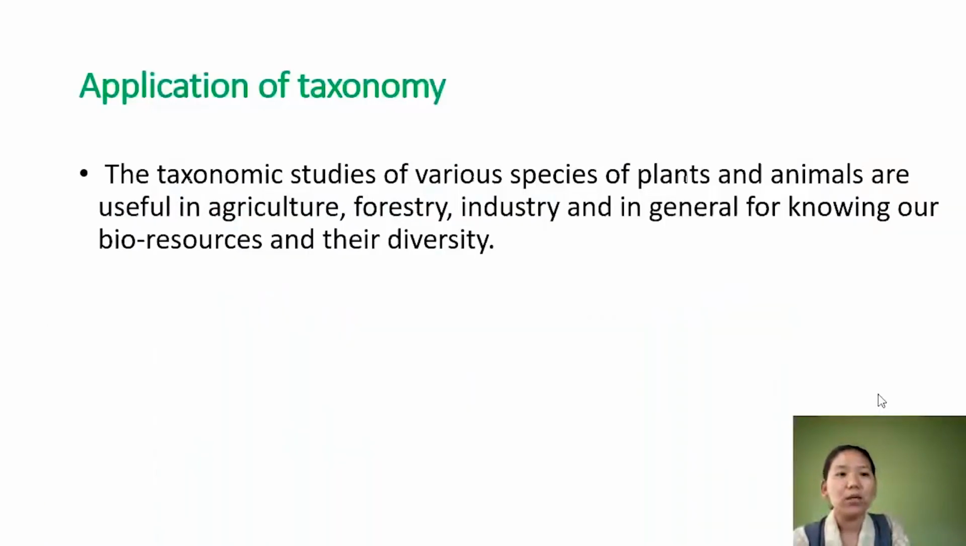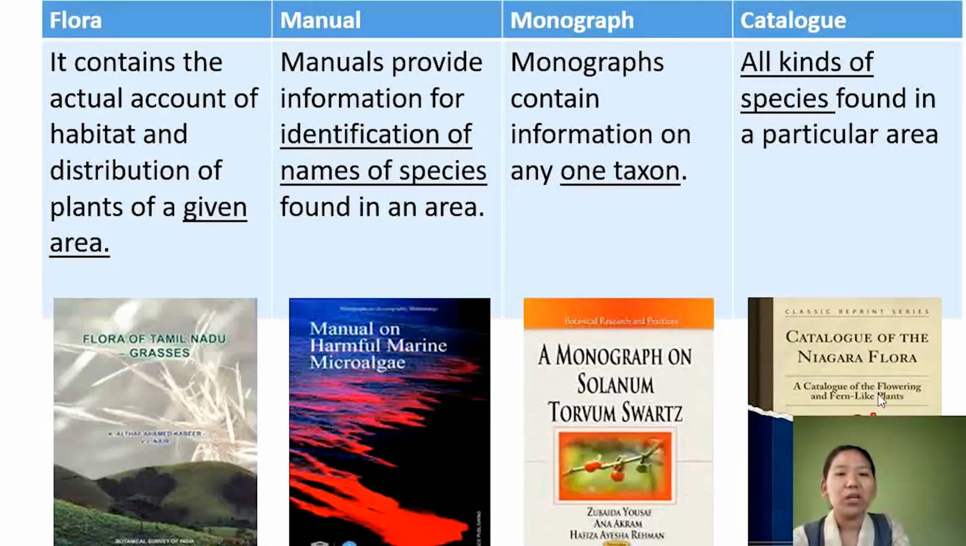So these are the different taxonomical aids which help in taxonomical studies. Now, why should we study taxonomy? Why should we study biodiversity? The first thing is we are curious. We have to know the surroundings in which we live.